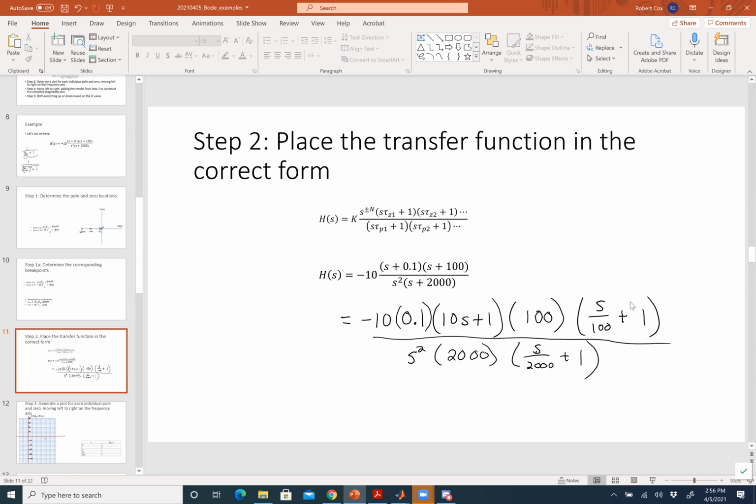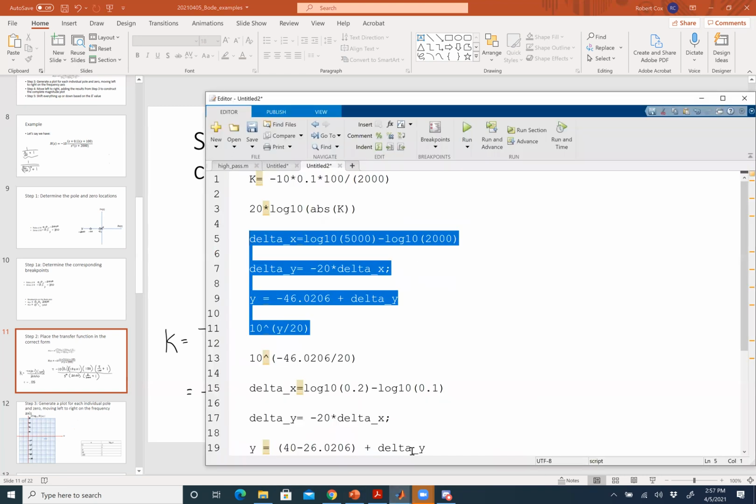So when I'm looking at this, if I want to figure out what my K value is, my K value in this case would simply be the product of all the multipliers. So negative 10 times 0.1 times 100 divided by 2,000. Like that, right? That would be my K value. And that's actually not too hard to do. I think that works out to negative 0.05. If I'm not sure, I've got a MATLAB program where I did that.